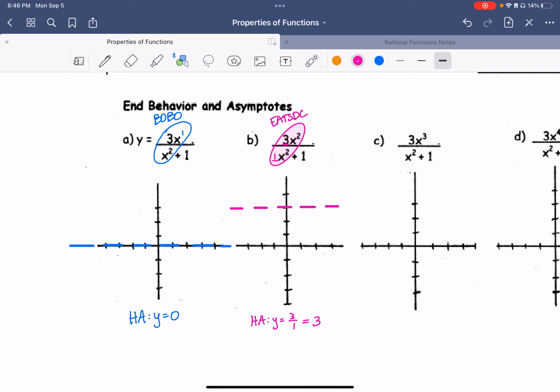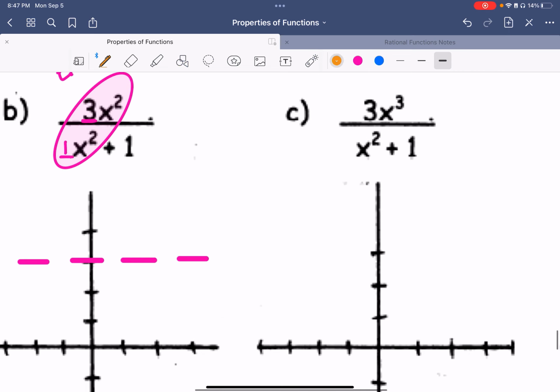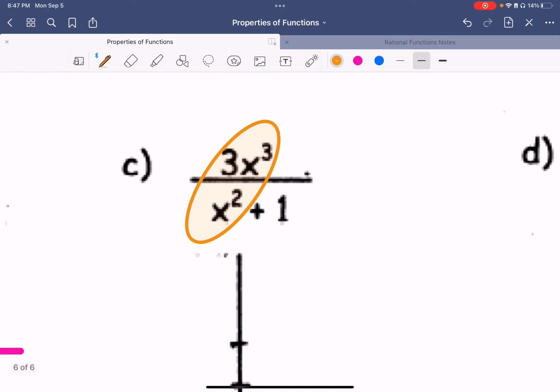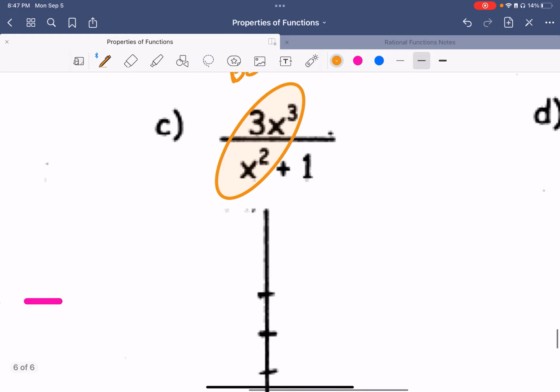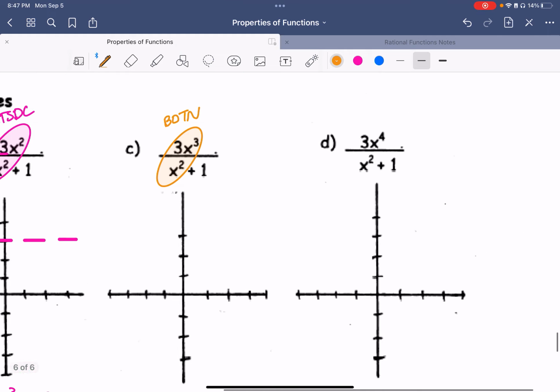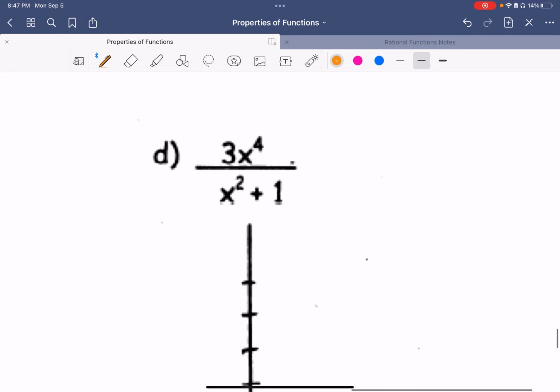Okay, let's try the next one. So looking only at the highest exponents, you can see that the power of 3 is bigger than the exponent of 2, so it's bigger on top. So there is no horizontal asymptote. When you don't have a horizontal asymptote, you have a slant asymptote, and I'm going to teach you how to find that in a few class periods.